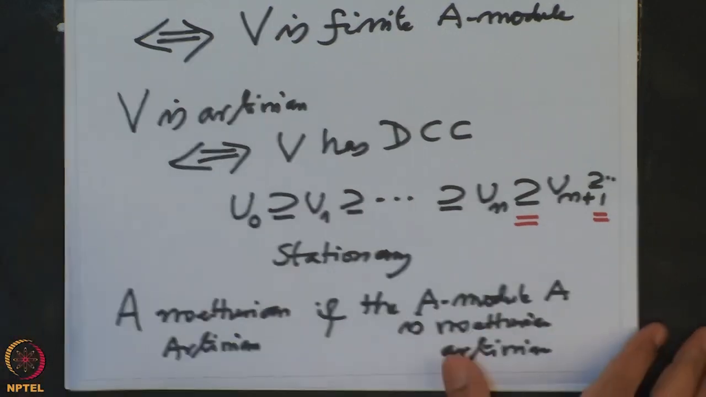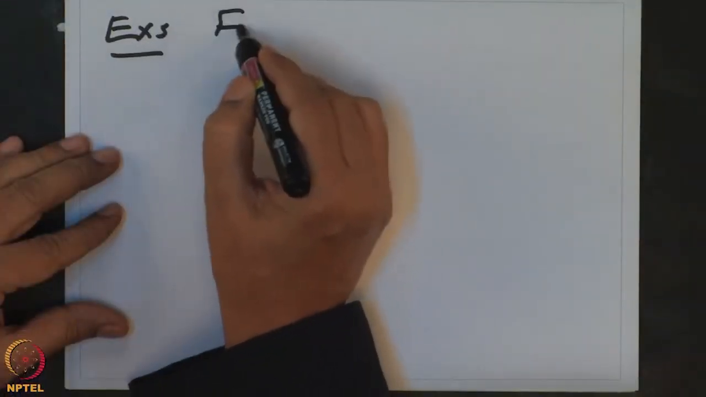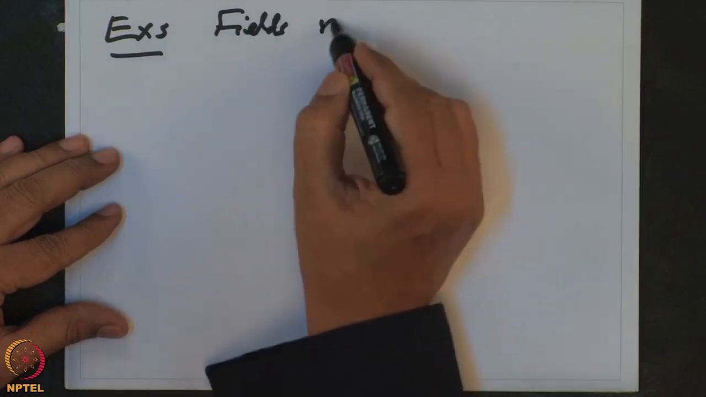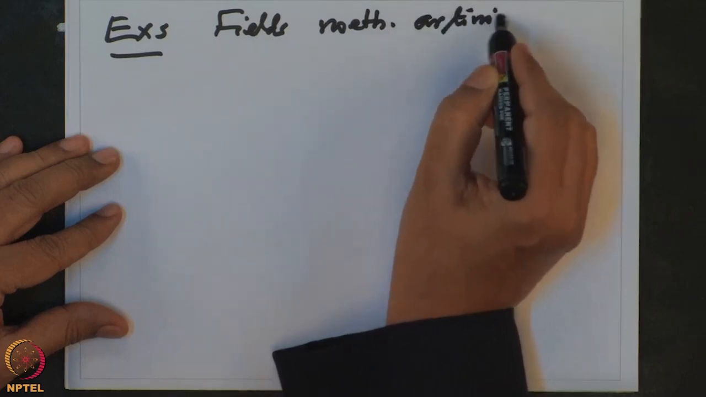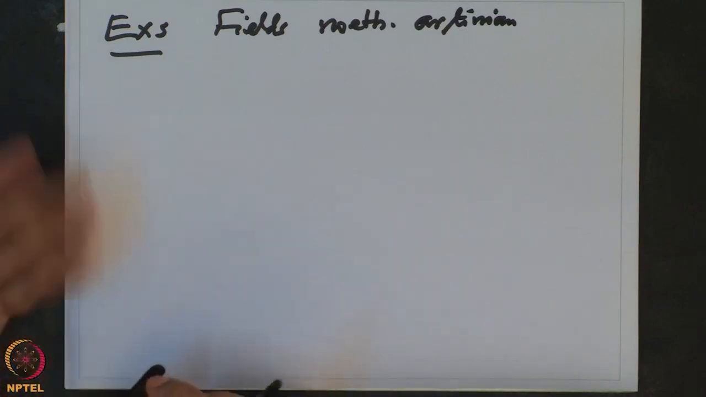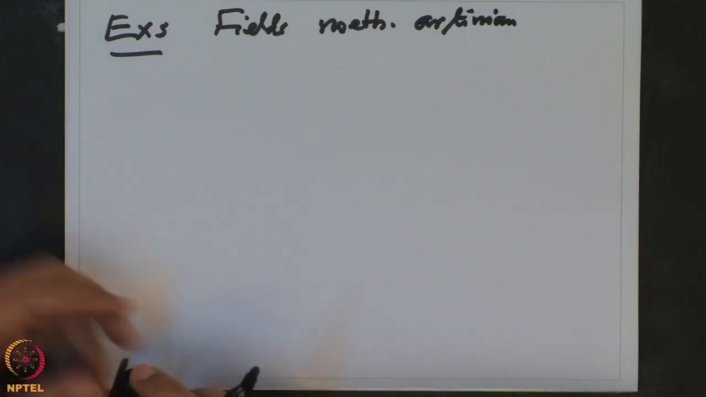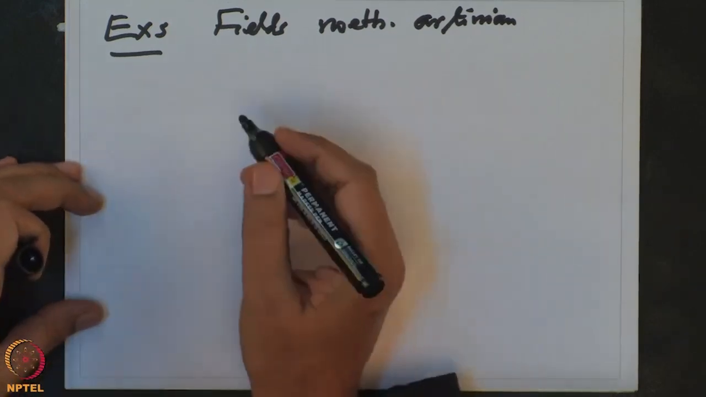So now let us give some examples first. For example, any field. So examples, fields. They are Noetherian as well as Artinian, because the only submodules are 0 and the whole field. So therefore, it is clear that fields are Noetherian and Artinian.